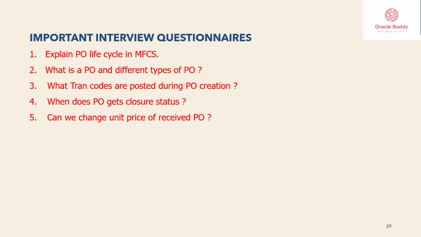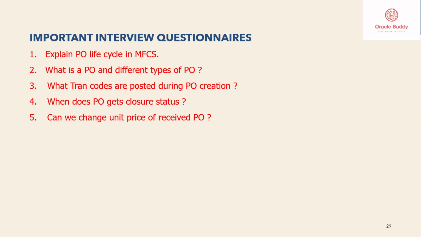Next question is what is a PO and the different types of PO. You have to explain what a PO is and why it is needed, and different types of POs based on the order types, whether it is ARB, BRP or NB, or you can describe based on whether it is automatic or semi-automatic, or a manual PO. What tran codes are posted during PO creation? Here we have to explain tran code 20 is posted once the PO is created.